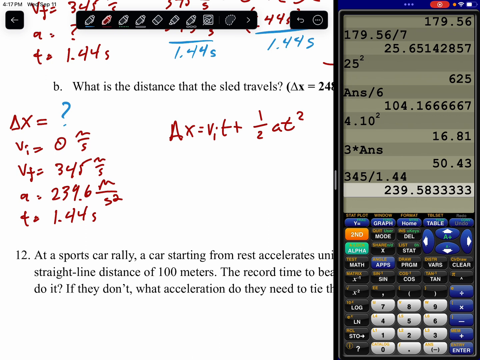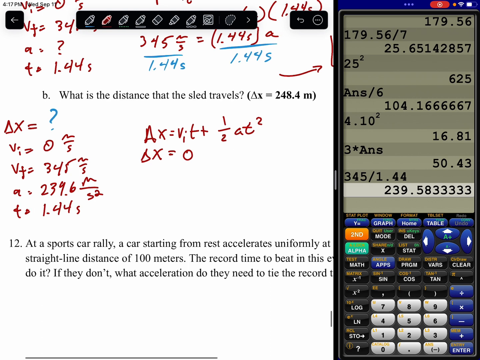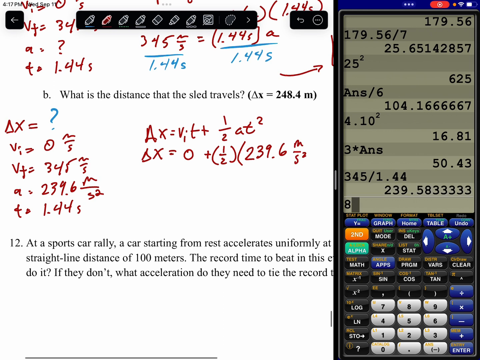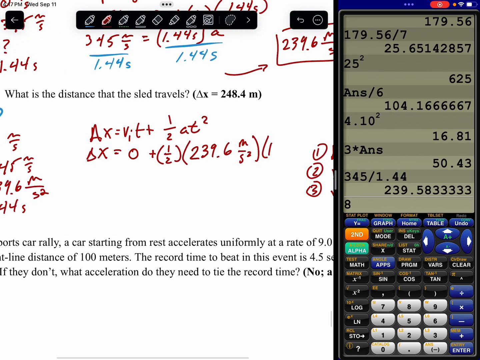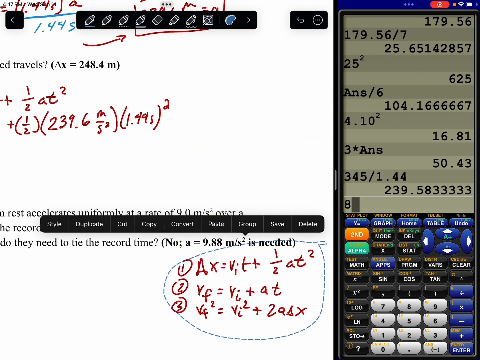Okay, let's plug in our values. Delta x is what we're solving for. That's nice. We don't have to do any algebra to get it. V initial is 0, so I'm just going to put a 0 right there because anything times time is going to be 0. And to that, we're going to add 1/2 multiplied by the acceleration, that really big number from the previous part, 239.6 meters per second squared. And then we're going to put in the time of 1.44 seconds, and all that's going to be squared. Let me go ahead and lasso all this and get it down there for the next question.